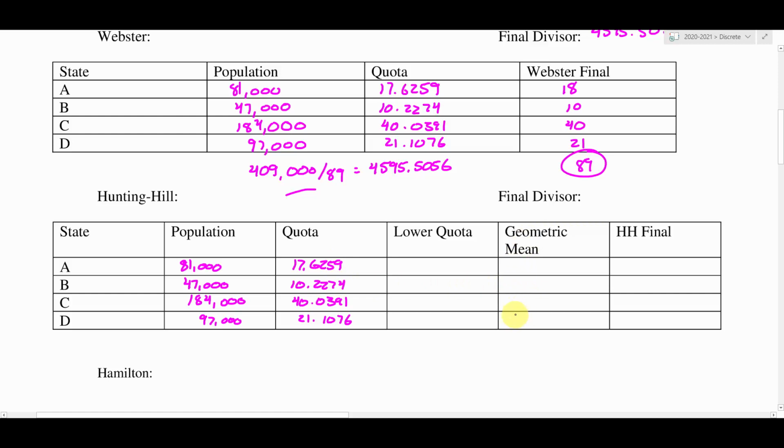So I have to go through and calculate my geometric means. To do that, we start by taking the lower quota, which is 17, and what I call the upper quota, which is going to be 18. So 17 plus 1. Right, this will be 10 plus 1 is 11. This will be 40 plus 1, which is 41, and 21 plus 1, which is 22. And then to calculate the geometric mean, we simply multiply those two numbers and then take a square root, and we'll do that for each one.